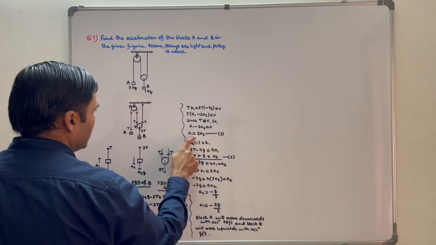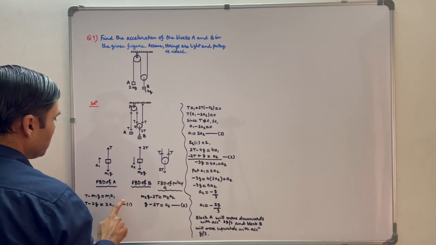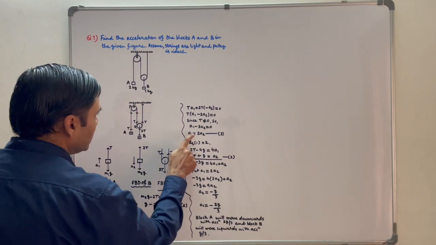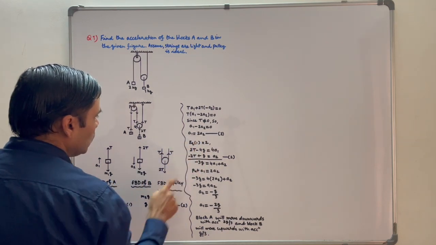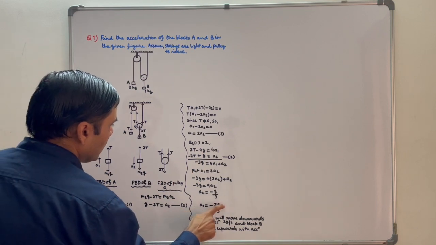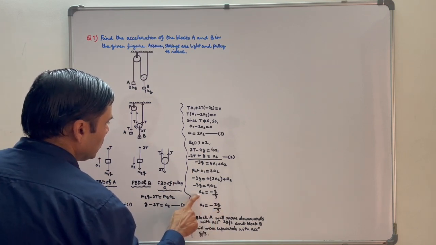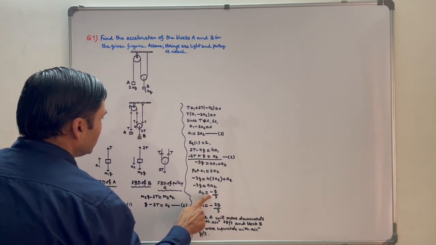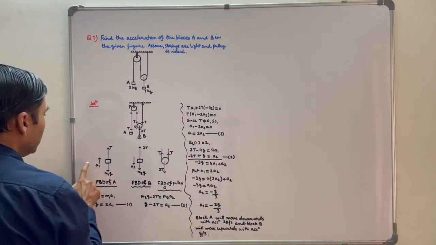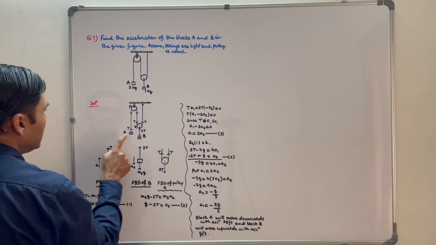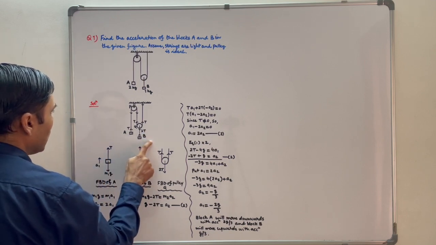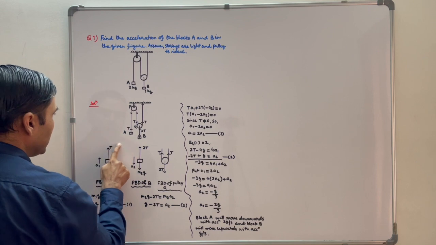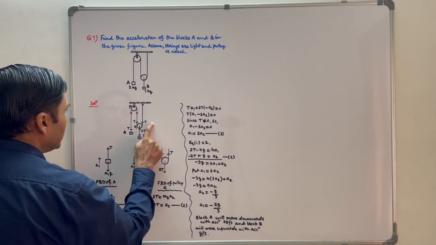This is constraint relation. Now we can solve equations 1, 2 and 3 to get A1 and A2. A1 is equal to minus 2g by 3 and A2 is equal to minus g by 3. Negative sign suggests that the assumption that A is moving upwards and B is moving downwards is wrong. Actually, A is moving downwards and B is moving upwards.